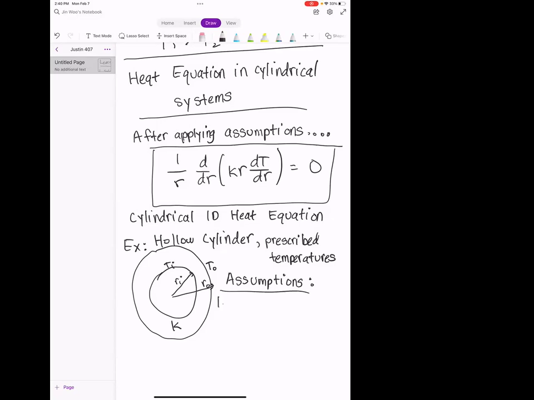We're going to make the following assumptions. First, we're going to assume a steady state case. Next, we're going to assume that it's a 1D radial heat conduction, so the heat is only going to go radially outwards. Third, we're going to assume no generation. Since we're assuming that there's no generation or thermal production, we can use the form of the equation that we have up above. And that's it.